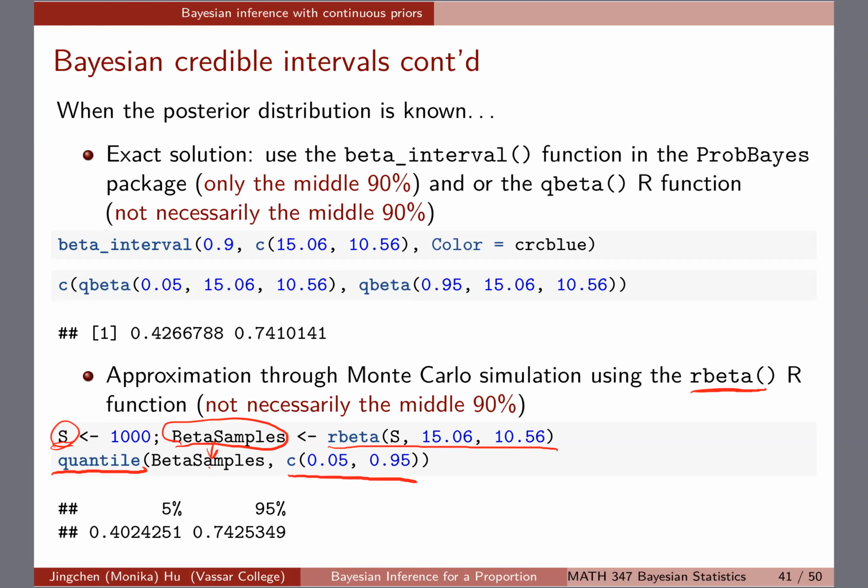Okay? So with the simulation, the lower cutoff point is a little bit smaller than the theoretical result. But again, if you increase the number of draws that you have, you will get a closer approximation to the analytic solution. Make sense? Okay, all right. So that's for credible intervals.